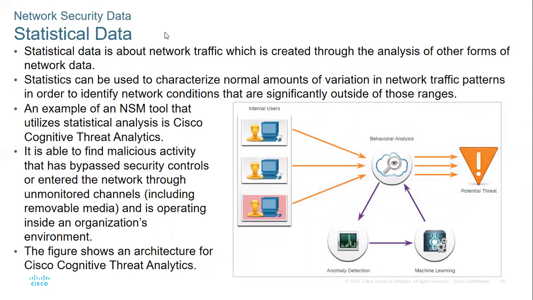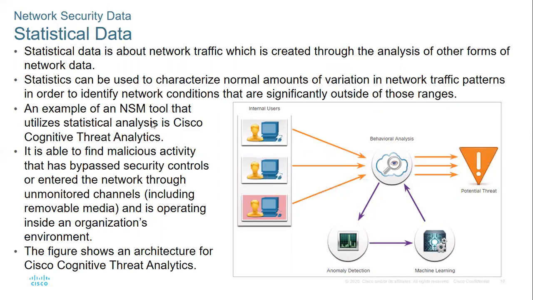So the other type of data there is statistical data. This is the data about the network traffic, which is created through the analysis of other forms of network data. So with statistical data, we normally come up with the normal behavior of the network. If we do have some deviations from the normal behavior of the network or the traffic, then we can know that there's something wrong.